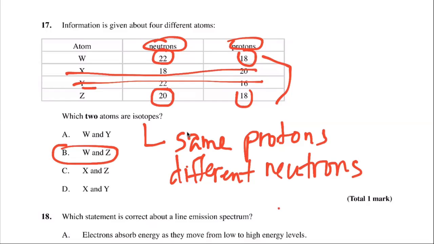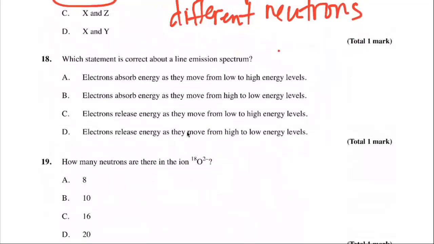All right, last one. Okay. This is back to our new topic for Monday. So this one's talking about the line emission spectra again. It says, which is correct about a line emission spectrum? So first off, there are two answer choices that should be automatically eliminated right off the bat. Can anybody tell me which two answer choices should be eliminated first? It has to do with a word in the question.